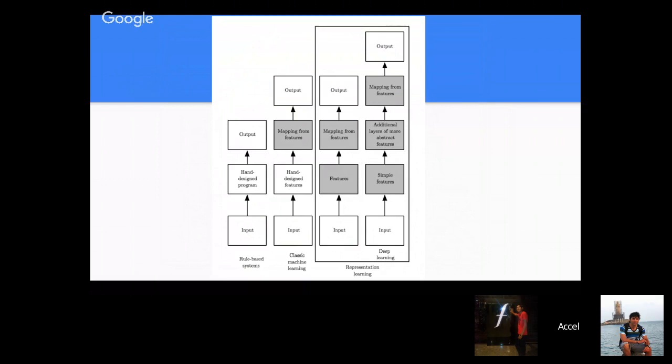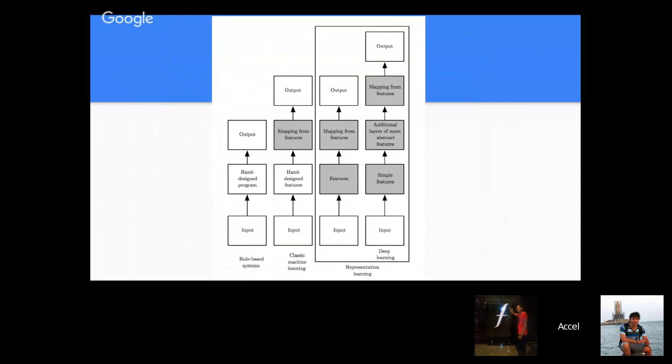So in this case, the shaded boxes indicate components that are able to learn from data, right? Here we have the representation learning portion, where deep learning falls under representation learning. You can see that when you have an input, you start to get simple features extracted, and then additional layers of more abstract features that then have mapping of features, and then you receive your output. That follows a similar pattern with classic machine learning.